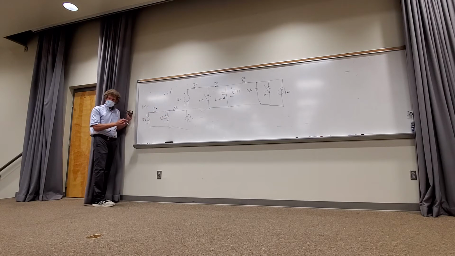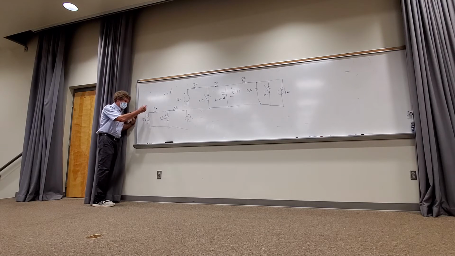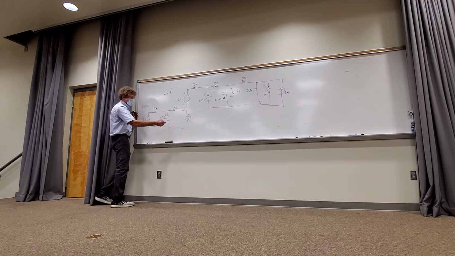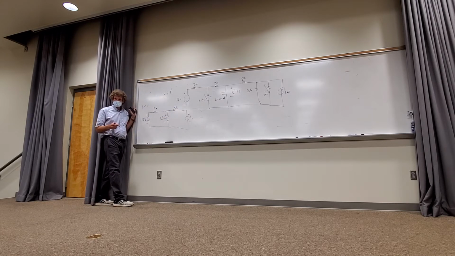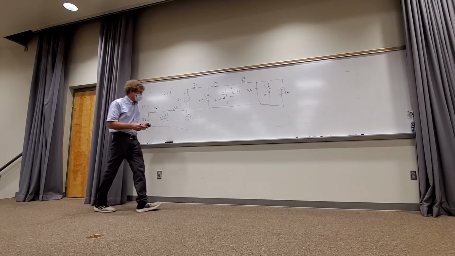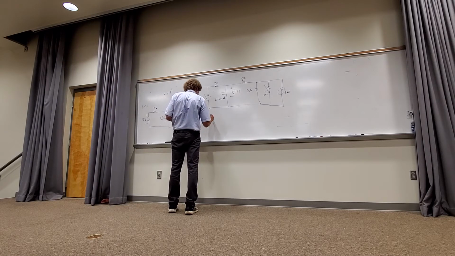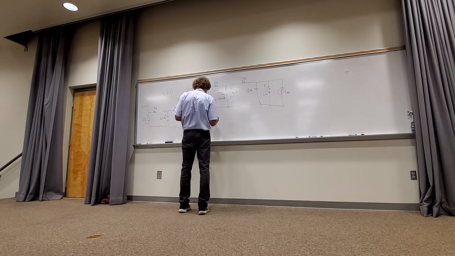If I did another source transform, this would become a current in parallel with 4K, and this would be a current in parallel with 4K as well. Do y'all see that? You want to do it that way? Okay, so it would look like this. I would have 3 milliamp going up. Then I would have 4K here, right?